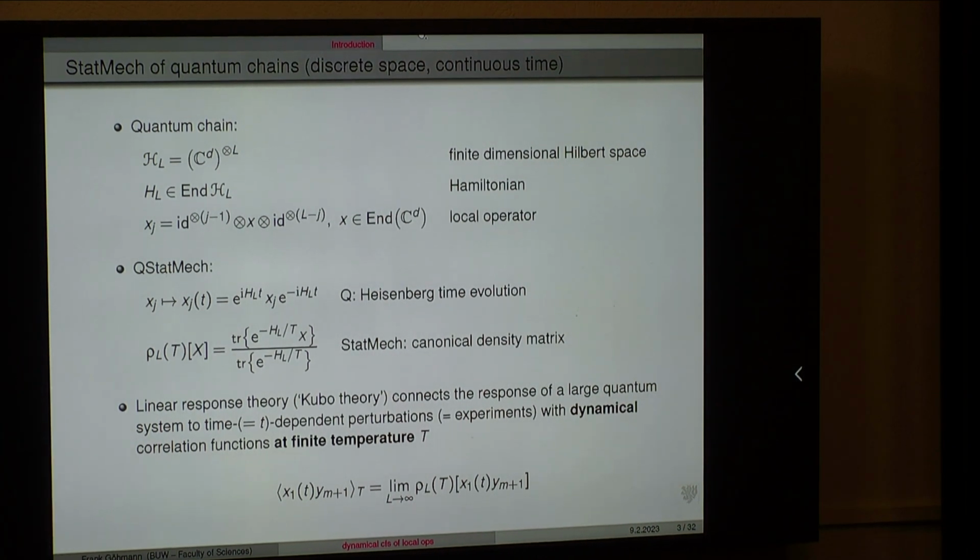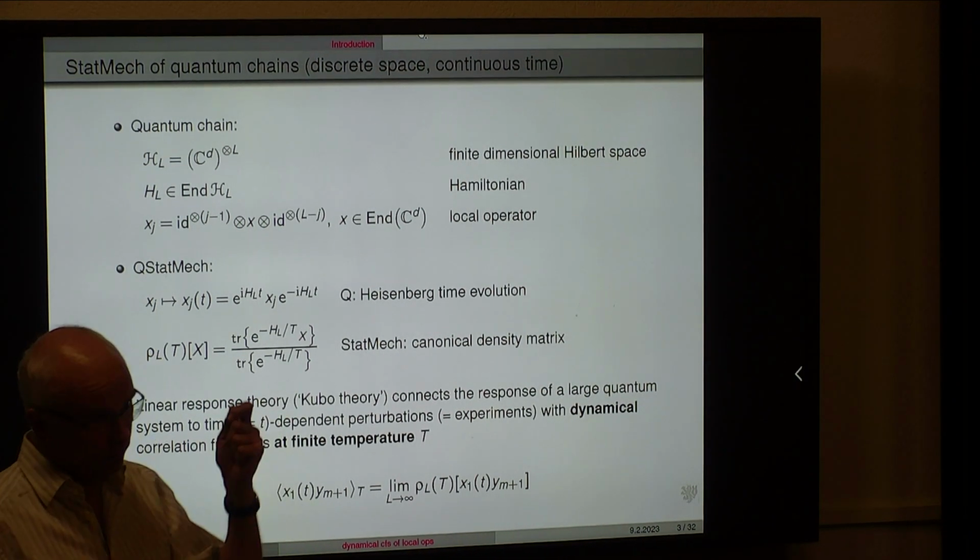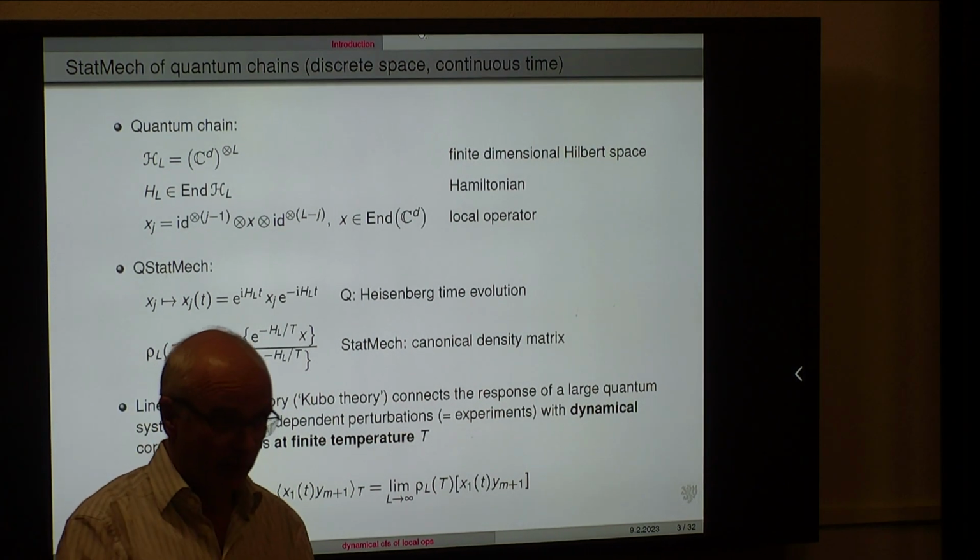So almost all experiments which are done are in the linear response regime, and there you do, say, time-dependent perturbation theory of first order, as concerns the interaction of your system with your apparatus.